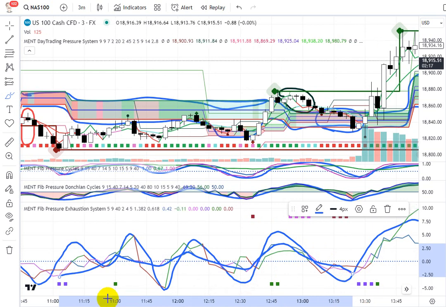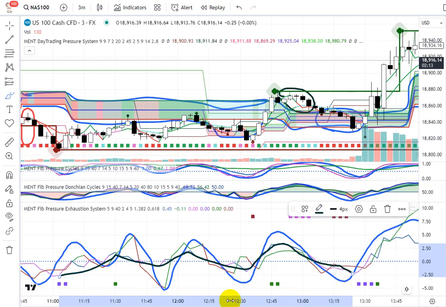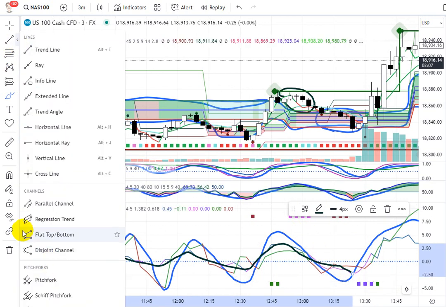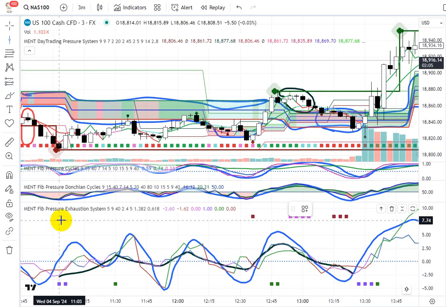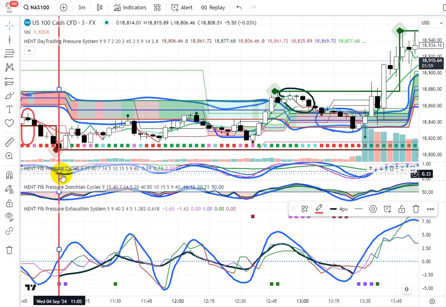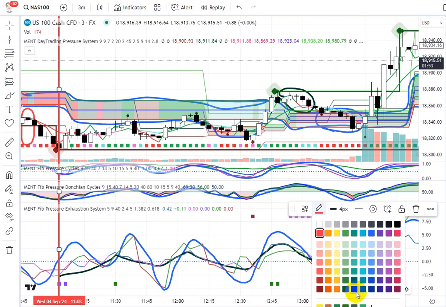Okay, so now look at how beautiful that trend is. Take a moment and just look. So here we have a base and a rotation right here. Boom. Bottom, rotation, trending to the upside. The cycle system's very close to, and the pressure exhaustion system changes direction. I'll mark this in a dark green.